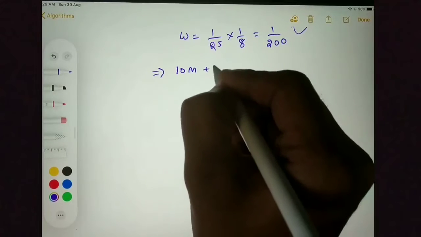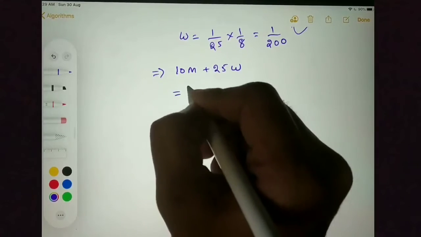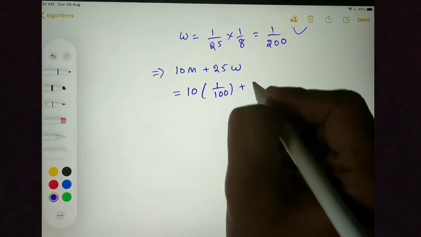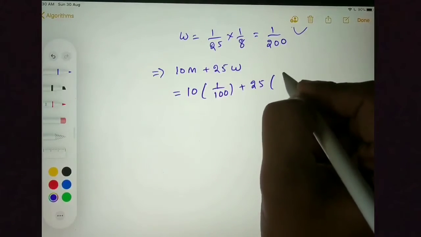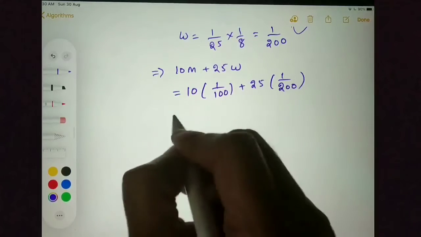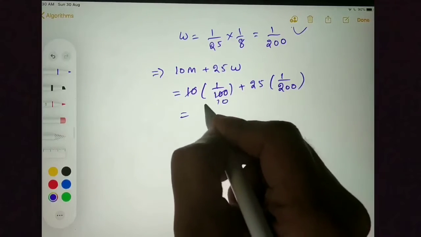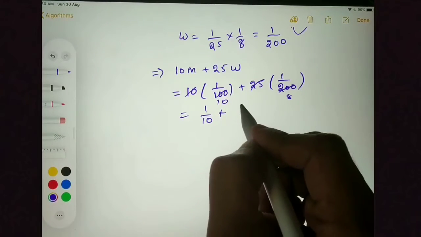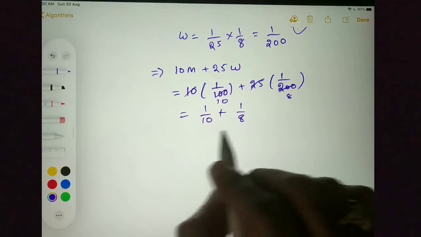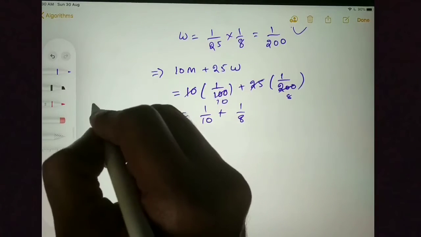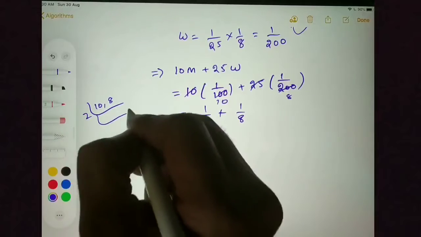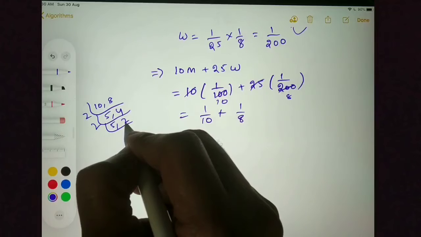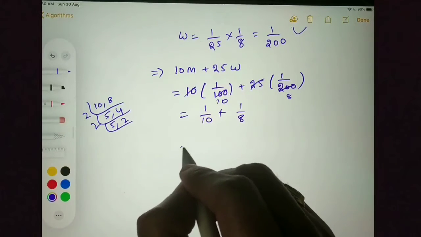10 men and 25 women. It's nothing but 10 into one man's 1 day's work, which is 1 by 100, plus 25 into one woman's 1 day's work, which is 1 by 200. This is 10 tenths, 1 by 10, plus 25 eighths is 200, 1 by 8. And what is the LCM of 10 and 8? 5 into 2, 10, 10 into 4, 40. 40 is the LCM.